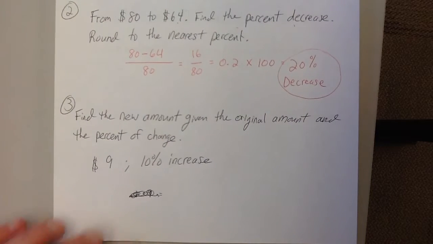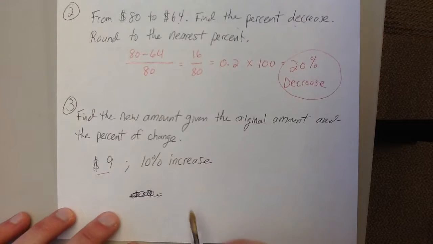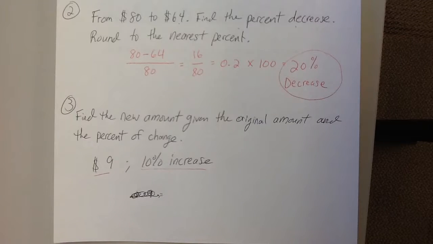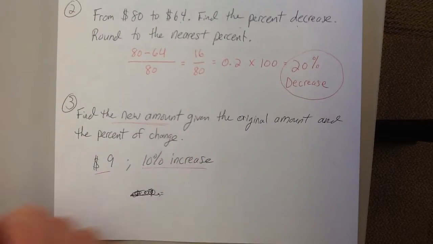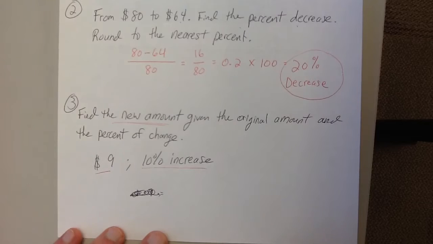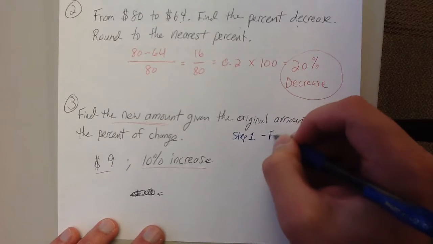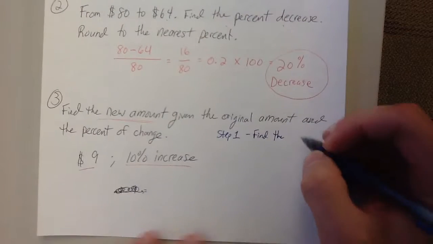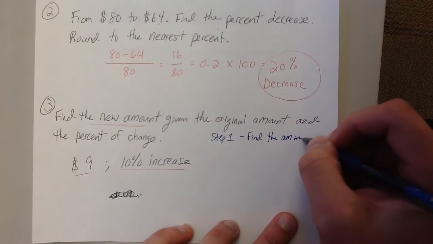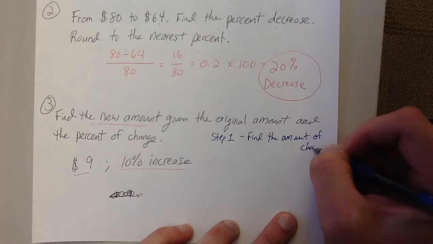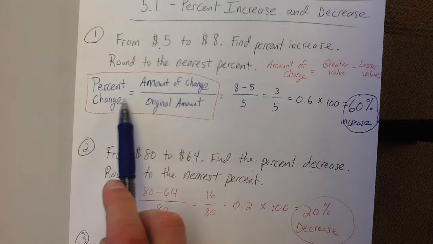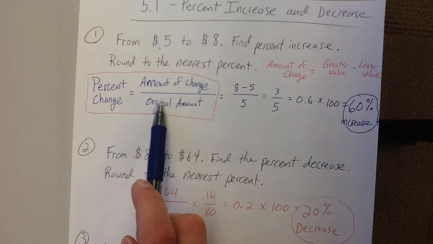Finally, example number 3 says find the new amount given the original amount and the percent of change. So right here is my original amount, this is my percent of change, and I want the new amount. Okay, so there are 2 steps here. Step 1, find the amount of change. Okay, so I'm still using this equation right here. Percent change equals amount of change divided by original amount.